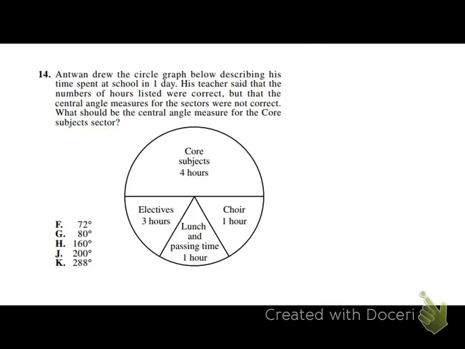Number 14: Antoine drew the circle graph below describing his time spent in school in one day. His teacher said that the number of hours listed were correct, but that the central angle measures for the sectors were not correct. Oh, no, don't get to this. I don't have time. I do in second block. So again, fighting for a 7-period day. But I got to it in general geometry one year.